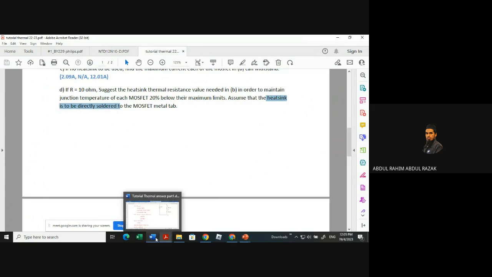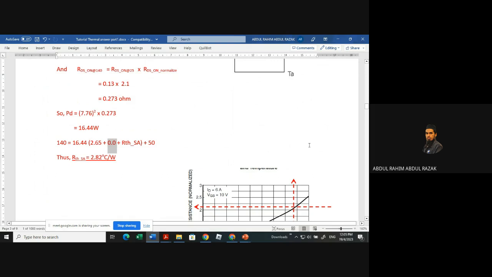Okay. Semua senyap sunyi je ni. Available ke?